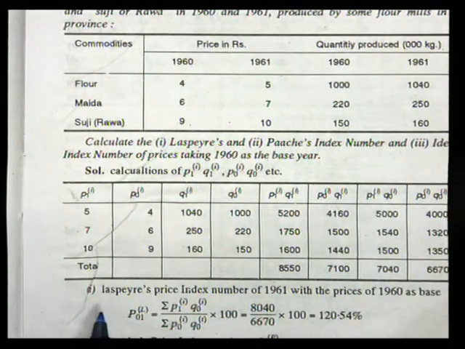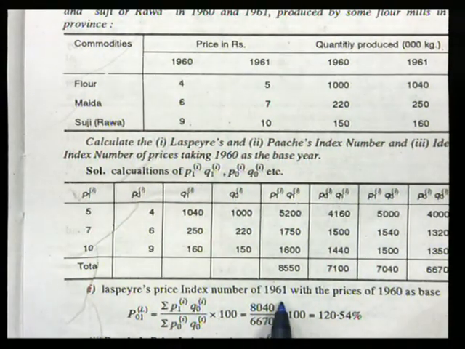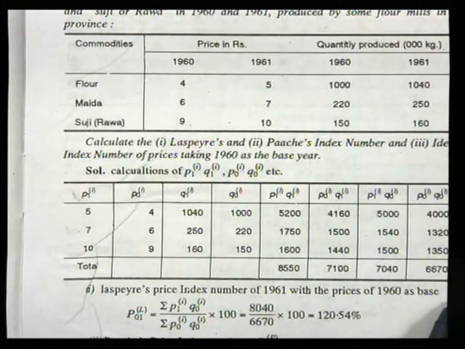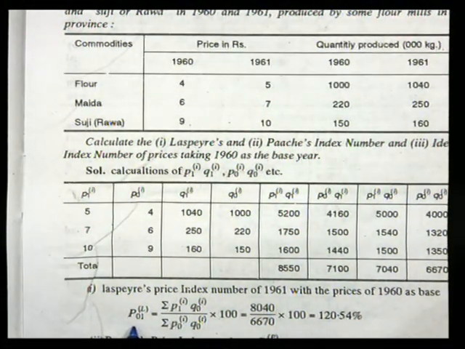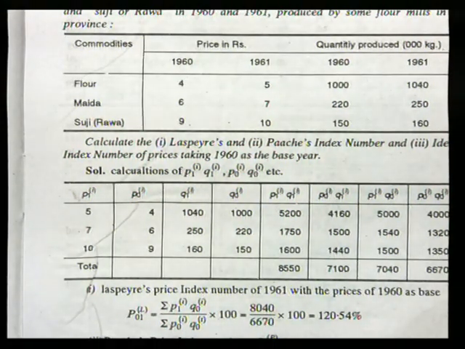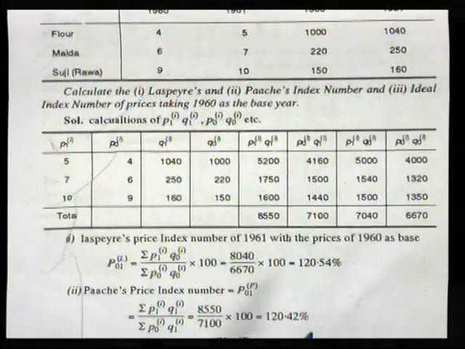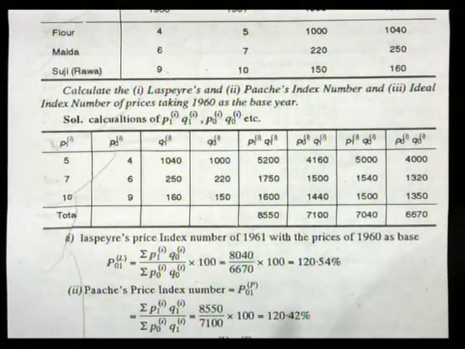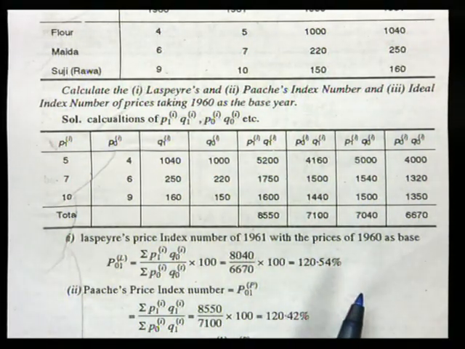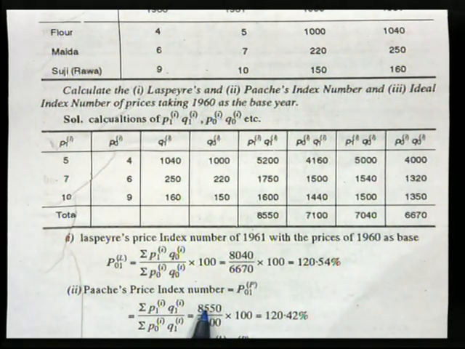Now we know the formula for last year's price index number for 1961 with the price of 1960 as base year. It is given by P01 last year equal to sigma P1 Q0 divided by sigma P0 Q0 multiplied by 100. So it is 8040 upon 6670 multiplied by 100. So it is 120.54%.